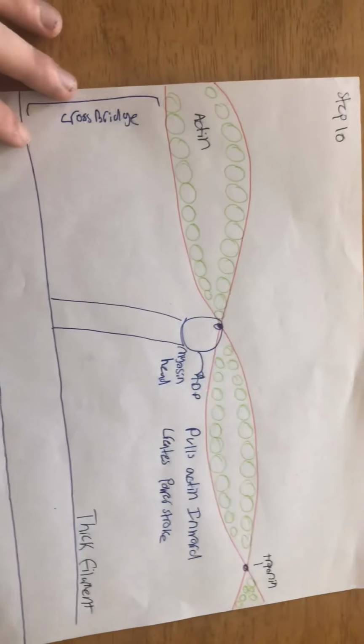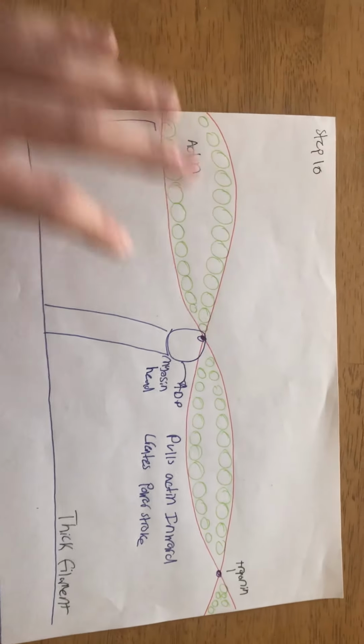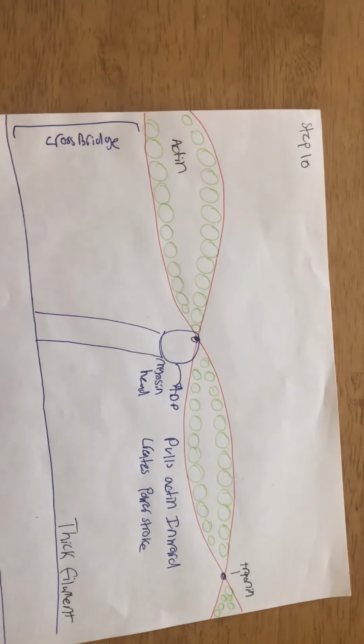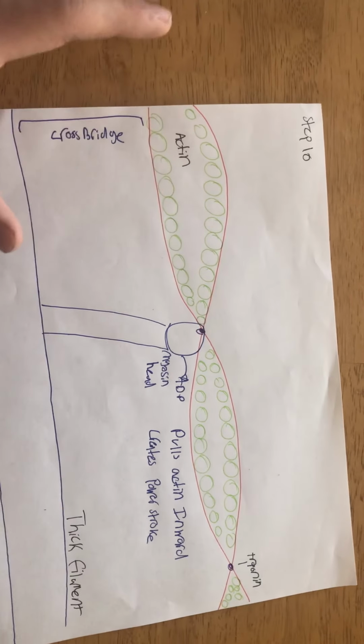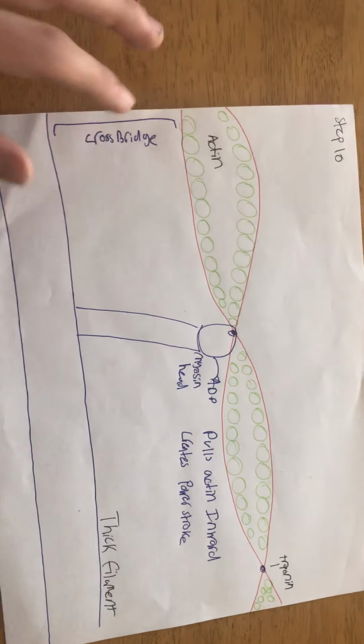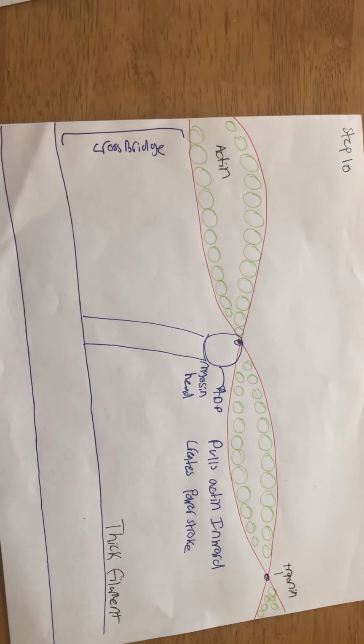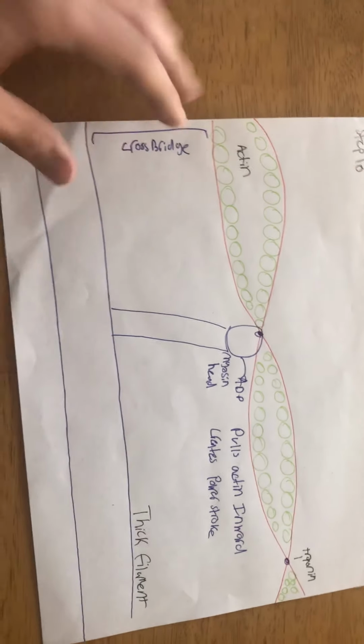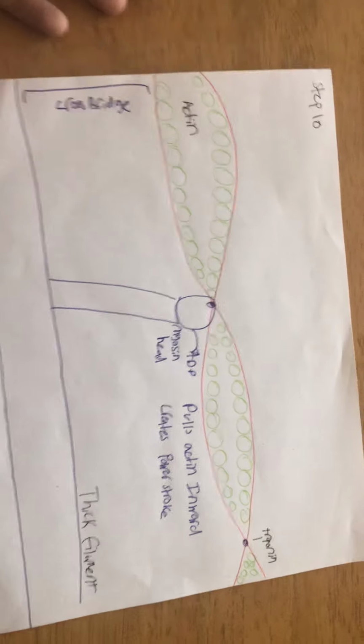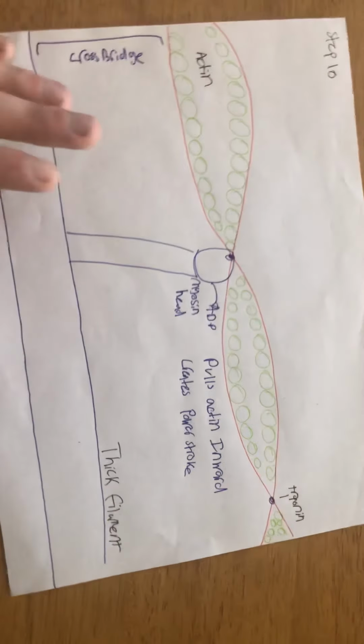And now we have step 10. And so now the myosin head has already bound to it, and it's going to turn or pivot and pull the actin inward, and it's going to shorten the whole sarcomere and contract the muscle. And whenever this happens, this is called the power stroke. And that's step 10.